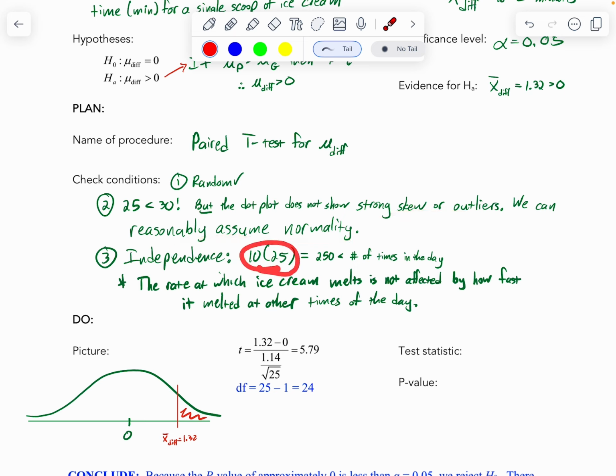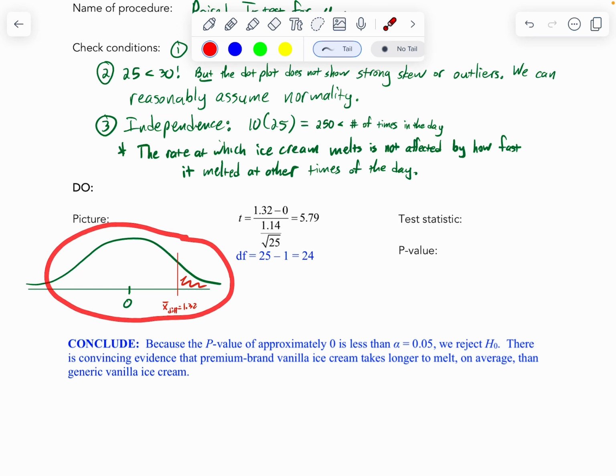Independence, 25 times of the day, it gives you 250 when you multiply by 10. Is that less than all the times of day that they could have chosen? I guess you could, sure, there's lots of tiny increments of day when you could do this. Kind of a weird thought. This independence thing oftentimes gets clunky. Or I just kind of stated it this way. The rate at which the ice cream melts is not affected by how fast it melted at other times of the day, right? How it melts at midnight is not going to affect how it melts at 2 p.m.